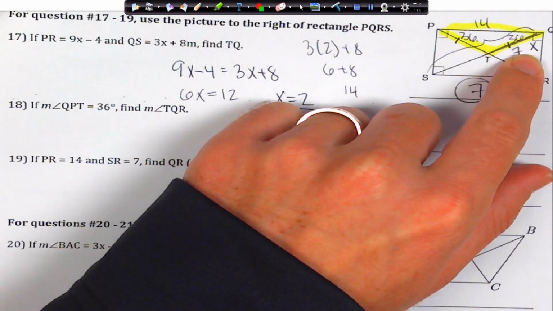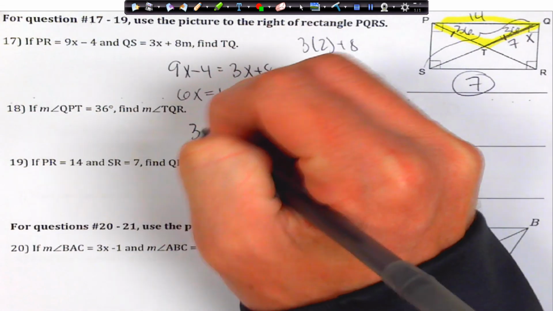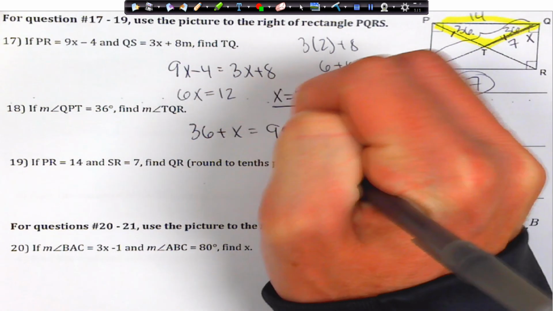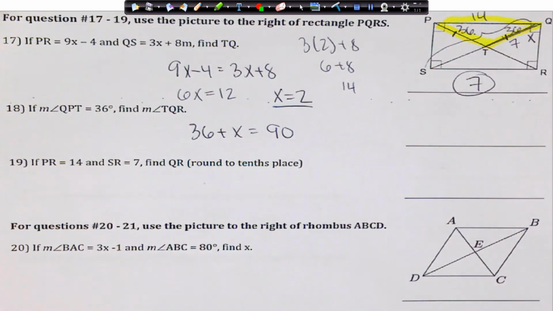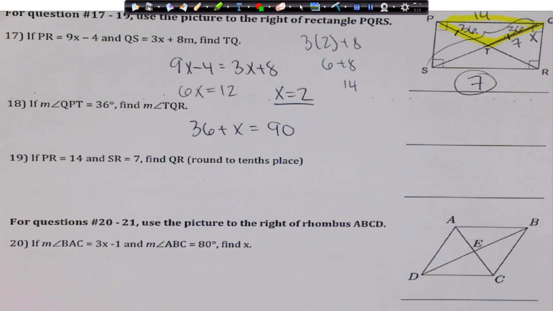Now, X and 36 form 90 degrees. So we basically just take 36 plus X, and we can set it equal to 90. They're complementary. And so we can solve those pretty easily by doing a little subtraction. So 90 minus 36 gives us 54.